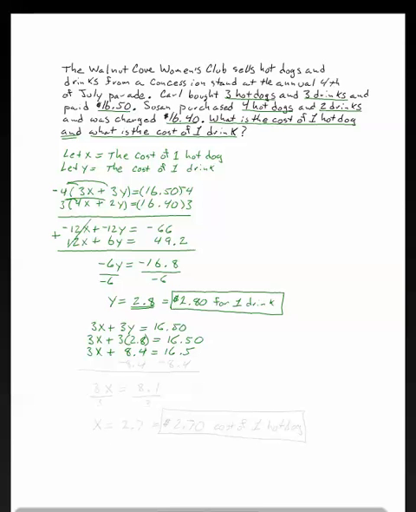Now if I want to solve for x, the first thing I have to do is get rid of the 8.4. So we subtract 8.4 from both sides. And that's going to give me 3x is equal to 8.1. Now I divide both sides by 3. And x equals 2.7. And as a monetary amount, that is $2.70. And that's going to be the cost of one hot dog. And we're done.